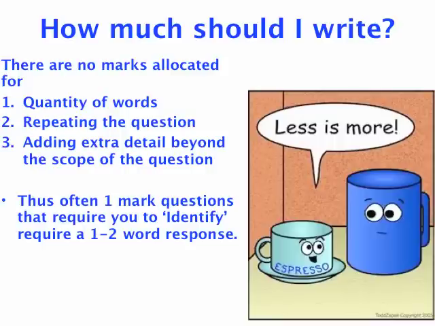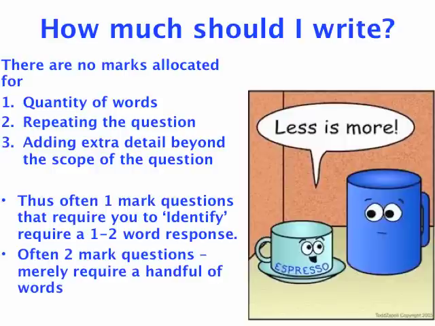Look at the mark allocation. If it's a 1-mark question, only 1 point required. These are generally going to be your identify questions, and an identify means it probably is only going to be a 1 or 2 word response depending on the nature of the question. For 2-mark questions, you might only be required for a couple of words, maybe an explain, and then maybe the 2nd mark will be for linking your response back to the scenario.